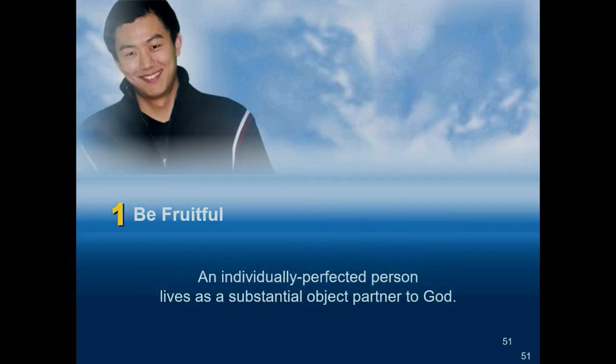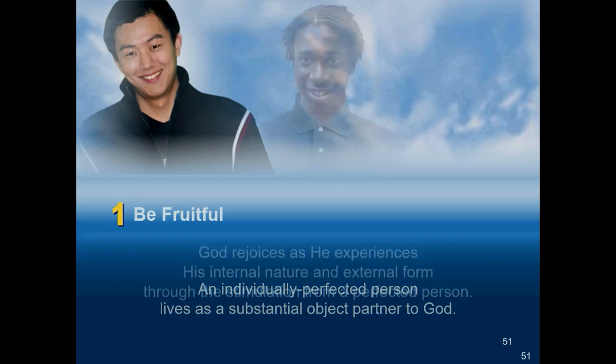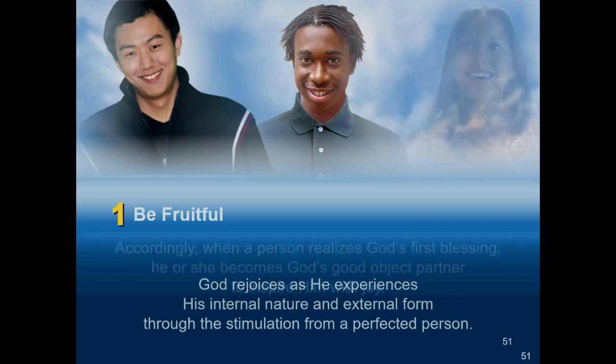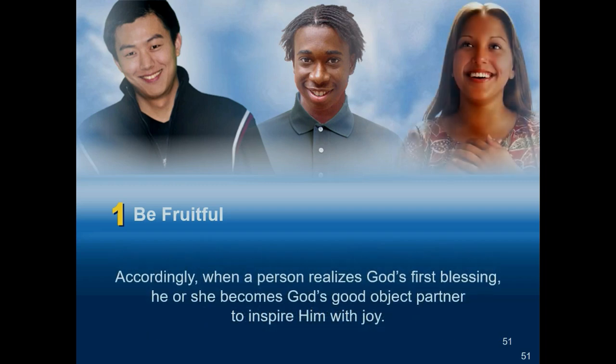An individually perfected person lives as a substantial object partner to God. God rejoices as he experiences his internal nature and external form through the stimulation from a perfected person. Accordingly, when a person realizes God's first blessing, he or she becomes God's good object partner to inspire him with joy.